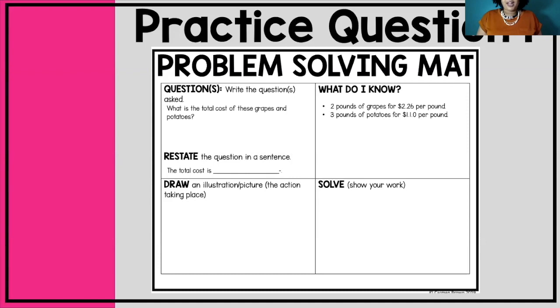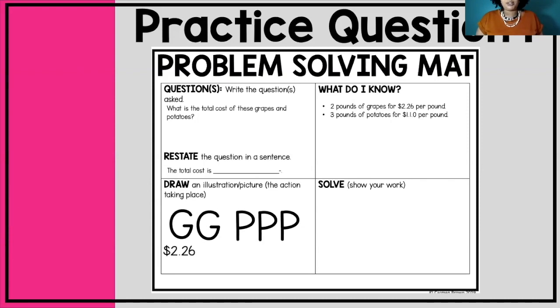From the word problem, I know that there are 2 pounds of grapes for $2.26 per pound. I also know that there were 3 pounds of potatoes for $1.10 per pound. Let's draw a picture or an illustration of that. Well, I have 2 pounds of grapes plus 3 pounds of potatoes. The grapes, I know, were going to cost me $2.26 per pound, and the potatoes, I know, were going to cost me $1.10 per pound.